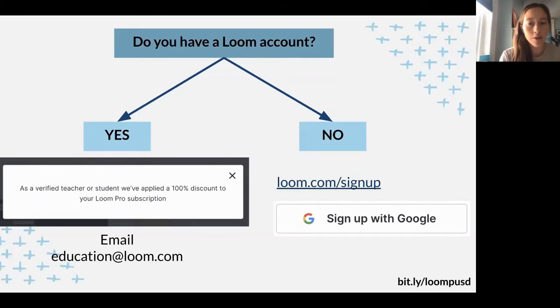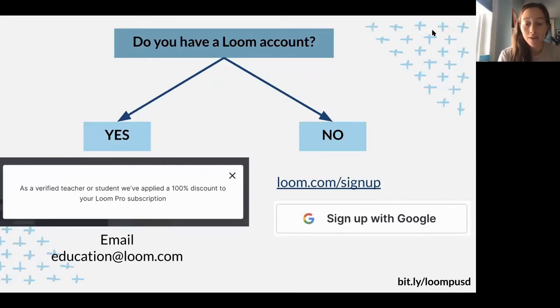So to sign up for an account, you first need to know do I already have an account? I know sometimes we've created accounts in the past, but we don't really remember if we have them or not. So you need to check and see if you do have an account. If you do, what you need to do is email education@loom.com. That's if you made an account prior to COVID. You need to email education@loom.com and let them know, hey, I'm a verified teacher and I need that 100% discount applied to my account so that I get that Loom Pro for free.